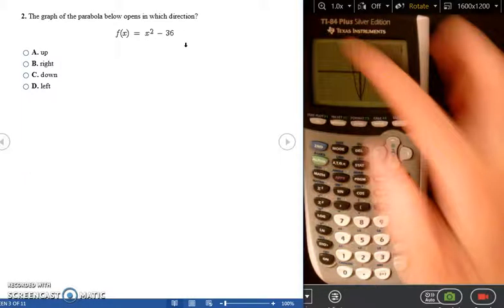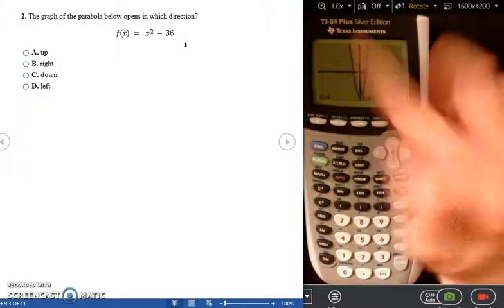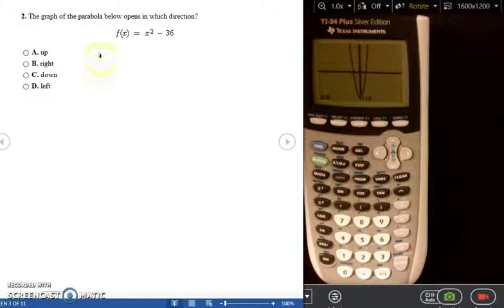And that way you can see all of the parabola, and you can see for sure that it is opening up. So A is going to be your final answer.